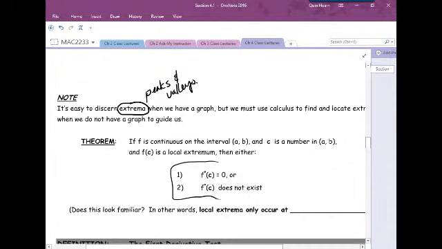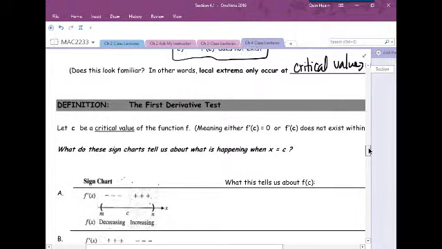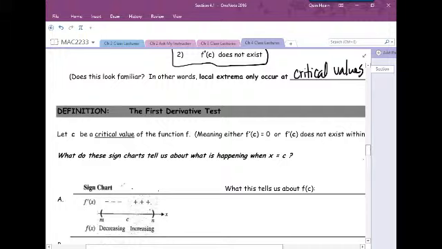In other words, the only possible places for local extrema to occur is where the derivative is 0 or does not exist. And remember, the derivative is 0 or does not exist is another way of saying that we're at a critical value. That's all a critical value is. So local extrema only occur at critical values. All right.